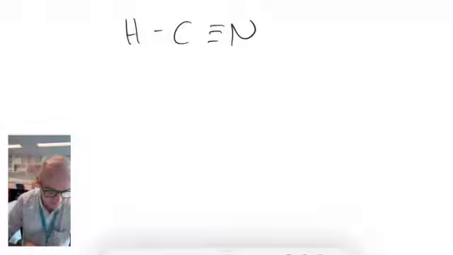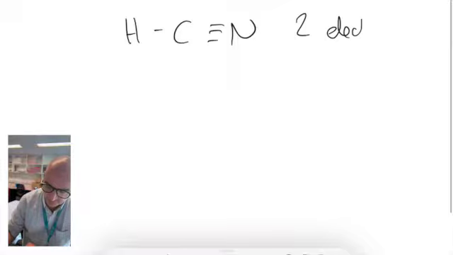Next question, state and explain the molecular geometry of HCN. Well, there are two electron domains, so the only structure it can be is linear.